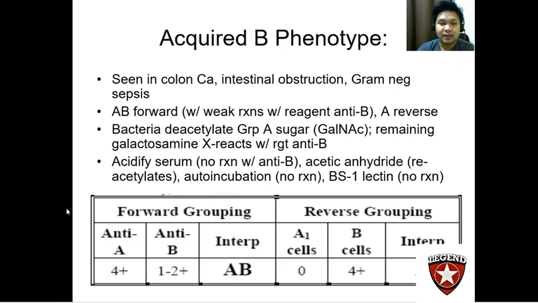So this is an example of a patient with acquired B phenotype. In forward grouping, as you could see, the interpretation is AB, but for reverse grouping, it's type A.